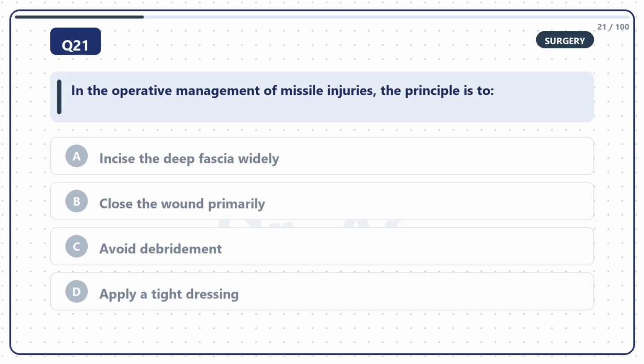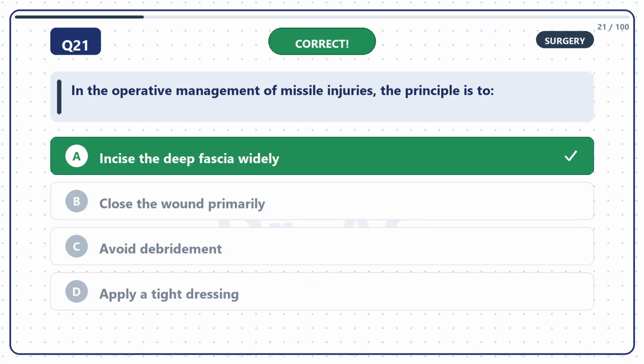Question 21. In the operative management of missile injuries, the principle is to option A, incise the deep fascia widely. Option B, close the wound primarily. Option C, avoid debridement. Option D, apply a tight dressing. The correct answer is option A, incise the deep fascia widely.